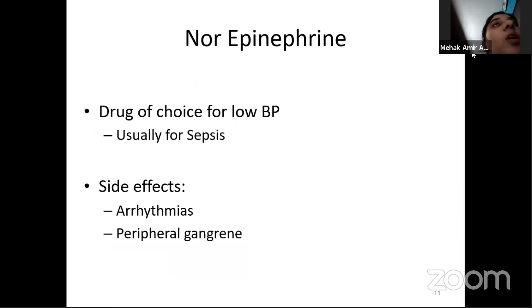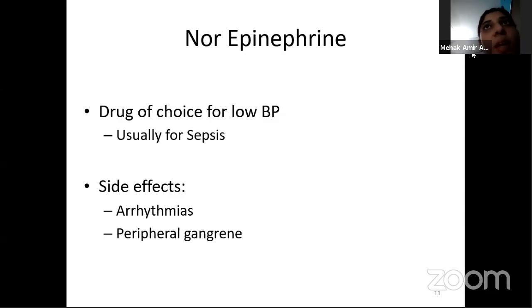Yes. So here we'll discuss norepinephrine. Norepinephrine is the first choice of drug in septic shock, but first you have to resuscitate the patient with the appropriate amount of fluid, and then you have to go for the vasopressor or the inotropic agent. So it's a first choice of drug and usually used in septic shock.